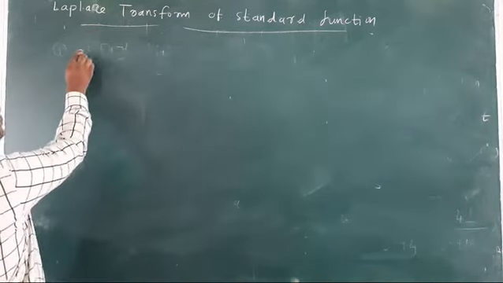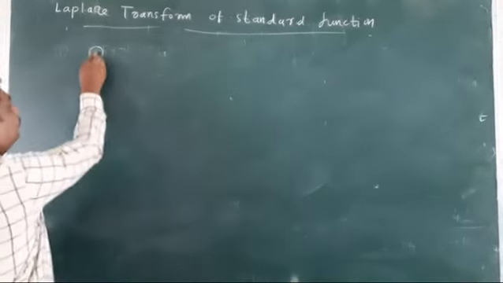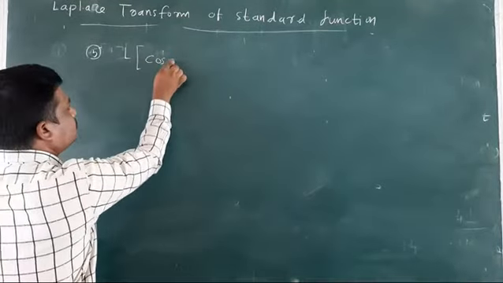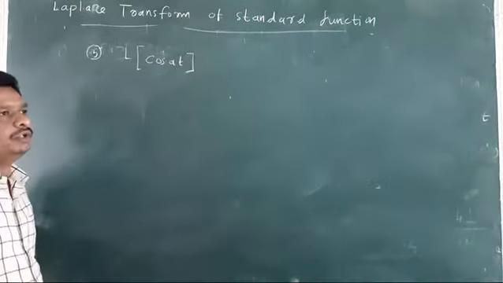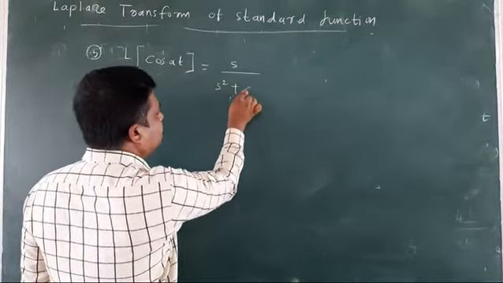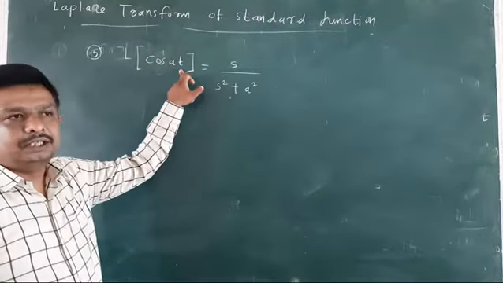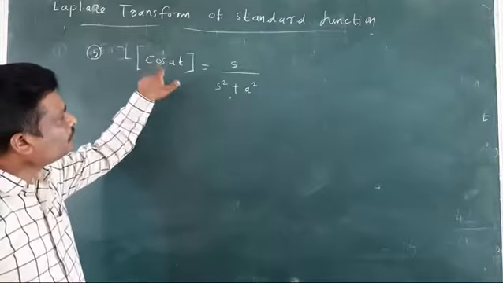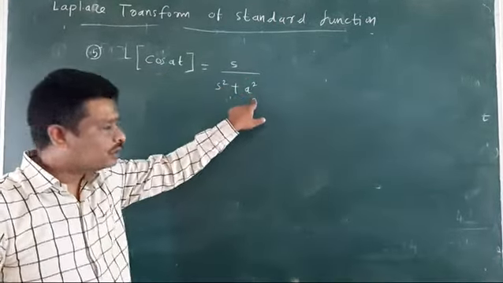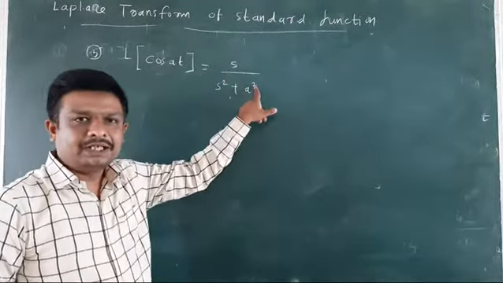So you see next, formula number 5, that is Laplace transform of cos at. It is given by s upon s square plus a square. So this is the formula for cos at. We can see here in case of sin at, we have the formula a upon s square plus a square, where a is constant. In case of cos, the formula is like this, s upon s square plus a square.